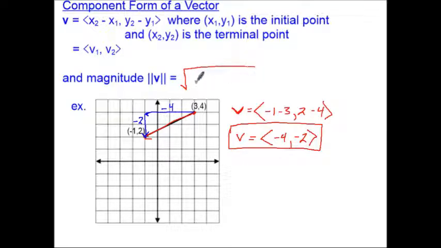So we can fancy this up any way we like, but basically what's going on is this is v1 squared plus v2 squared, square root the whole thing. So really, again, just the Pythagorean theorem to get you the magnitude.